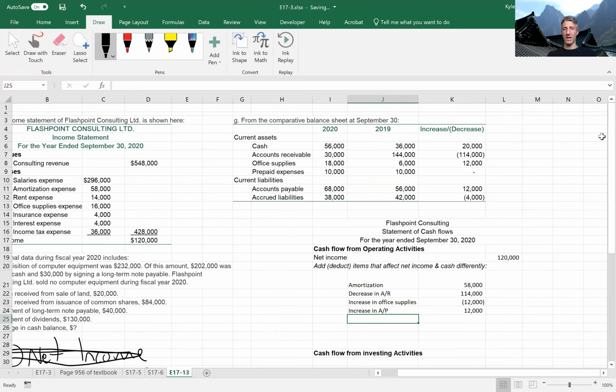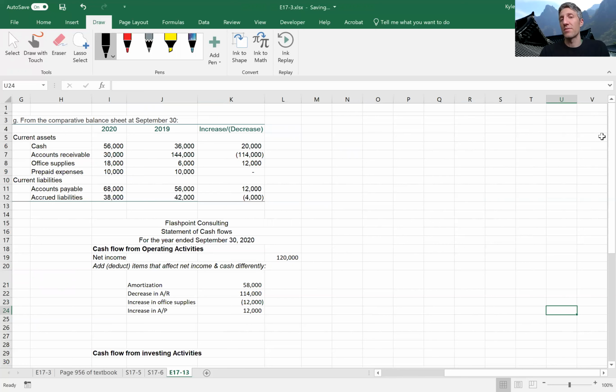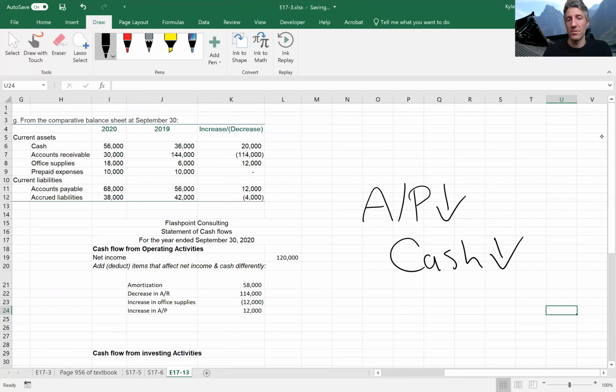Now think about this again. That's a $12,000 impact. Let's think about accounts payable. And maybe it's easier to think about it from the other way. If accounts payable goes down, that means this organization is paying suppliers, so cash is also going to be going down. So if accounts payable is going up, that means cash is going up. Now that's a little bit harder for us to conceptualize.